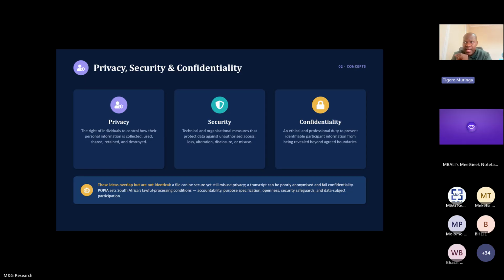So a transcript can be poorly anonymized and fail the POPI Act, and fail confidentiality, right? And the POPI Act is South Africa's law, with processing conditions in terms of accountability, purpose specification, openness, security safeguards, and data subjects, right?